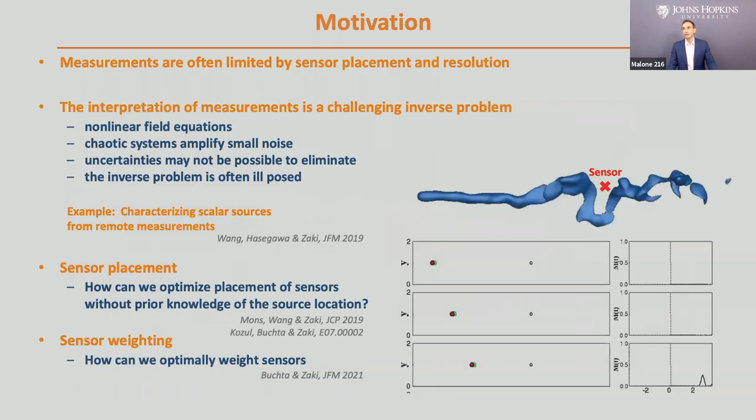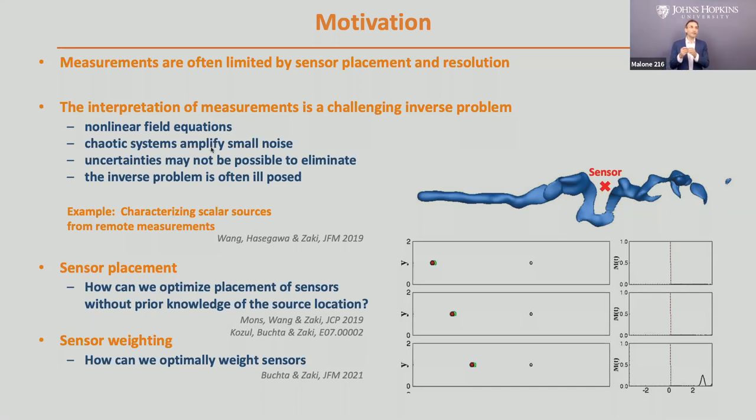Now, there are significant challenges in trying to solve this problem. The first one is that oftentimes the sensor data are limited, so you don't have enough observations. But also the field equations are nonlinear. So you're trying to go from observation and predict the state, and you have to invert this large nonlinear set of field equations. And the systems we're interested in, just like the transition example, are chaotic.